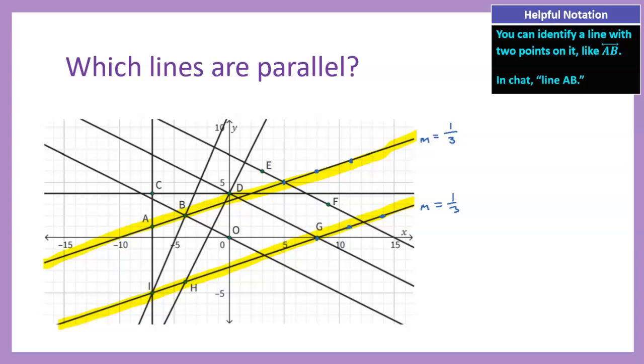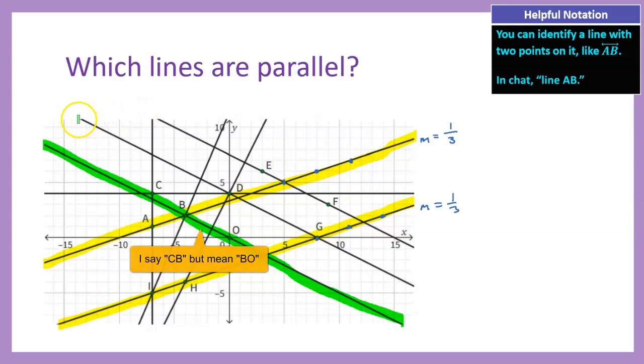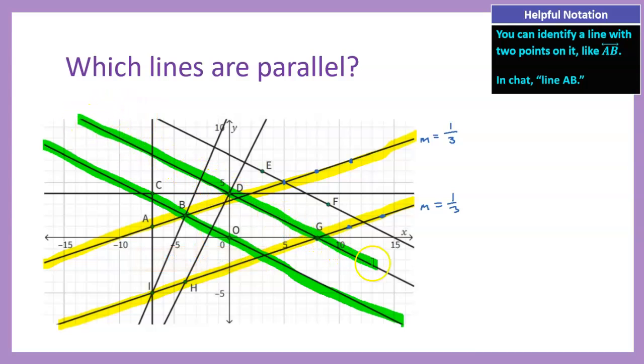Can you spot any other parallel lines? Maybe CB and DG. Maybe those ones look parallel. Should we figure it out? So we need points where they cross. It looks like it crosses there. There's one there, there's one here, there's one here. So this goes down 1 over 2, down 1 over 2, down 1 over 2, and so on.